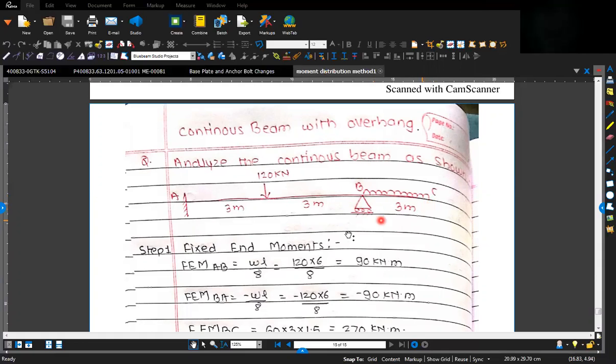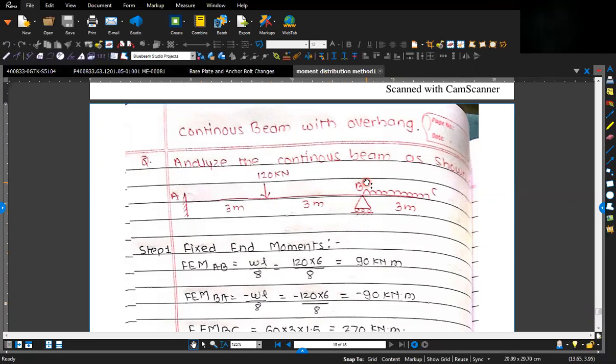Okay, now what will be the difference in the moment distribution method? The changes are going to happen in the distribution factor and in the moment distribution, meaning in the carryover the difference will happen. Other parts remain the same, and we are going to see that difference here. As you know, the first step is finding out the fixed end moments. Now we'll find the fixed end moments for AB.